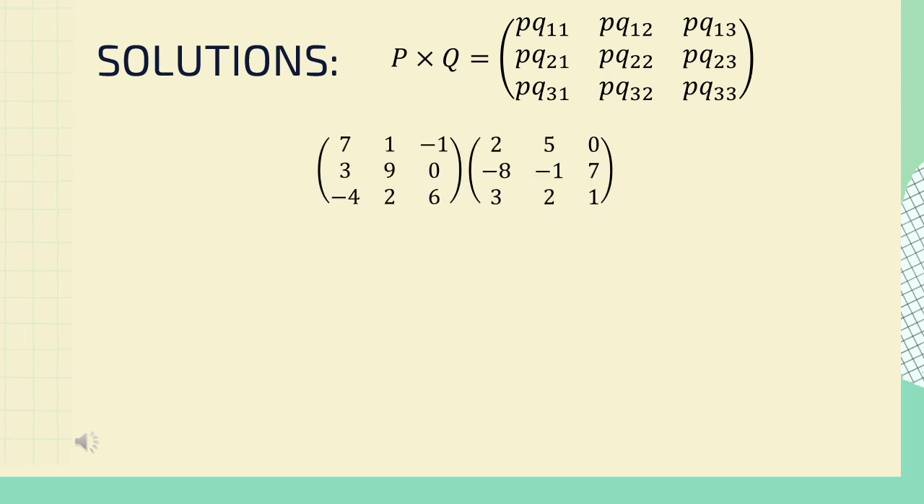Now continue with the remaining rows of matrix A. Multiply each by all columns of matrix B. Record each answer in the correct position of the product matrix.